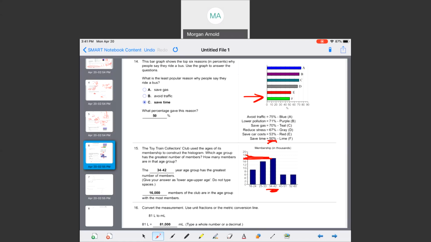Number 16, a metric problem. Convert the measurement 81 liters to milliliters. Given the fact that 1,000 milliliters equal 1 liter, we're trying to find 81 times as much as a liter. So we just multiply 1,000 by 81 and we get 81,000 for our number of milliliters.